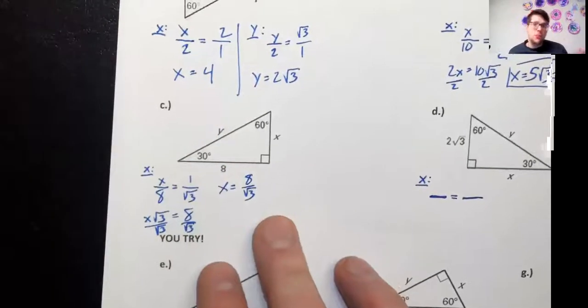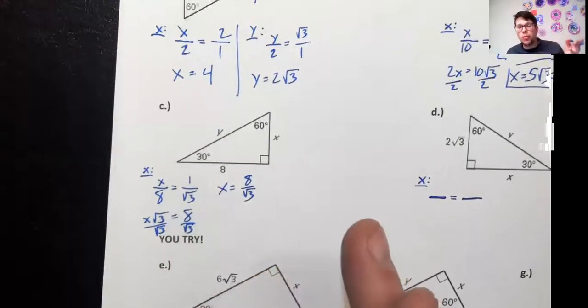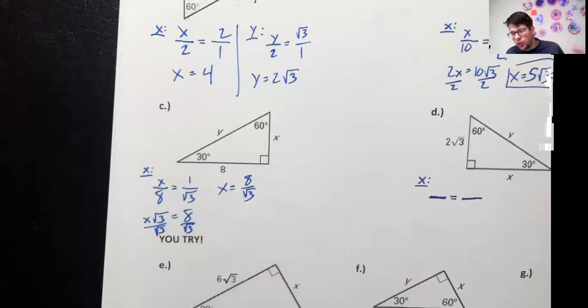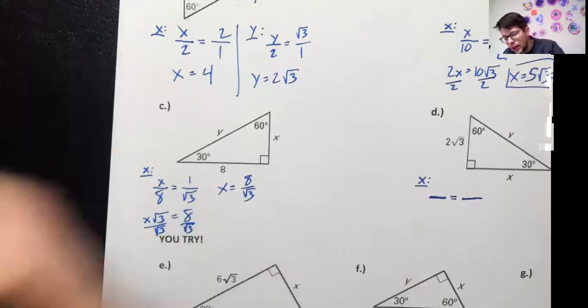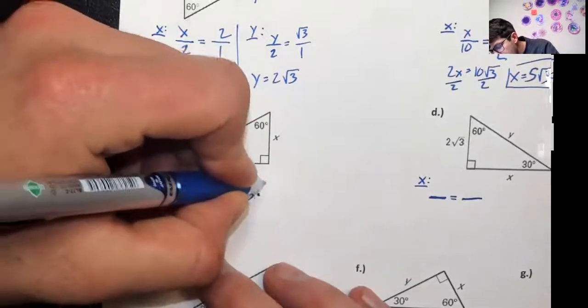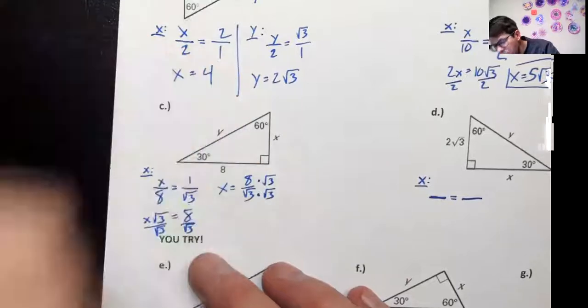Now that fraction is not too bad. The numbers aren't very huge, but there is a square root in it and it's in the denominator. Now, as we learned in the past, that's not okay. You can't have a square root in the denominator. So we're going to do something called rationalizing it. We're going to multiply the top and bottom by the square root of 3.